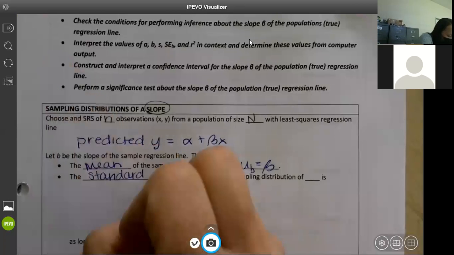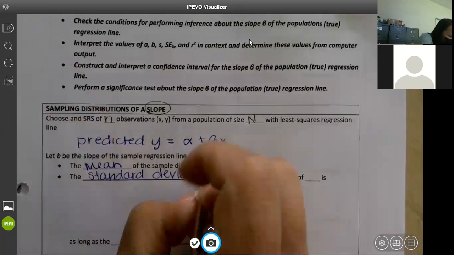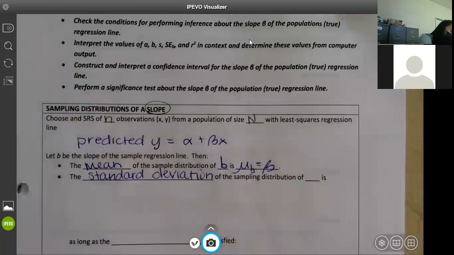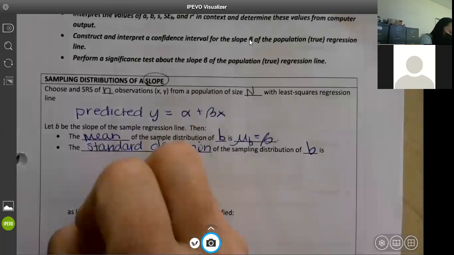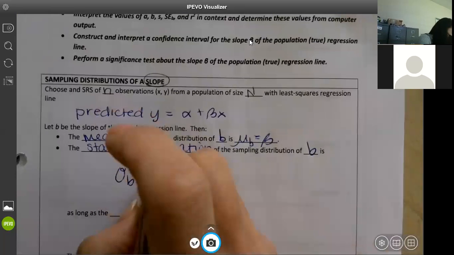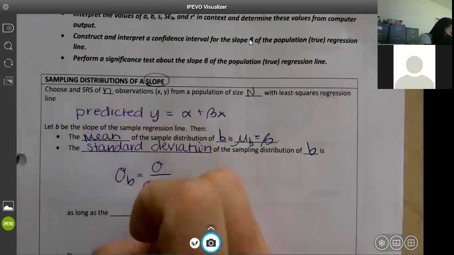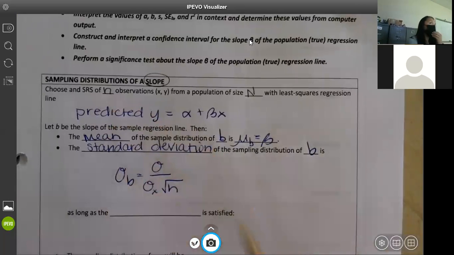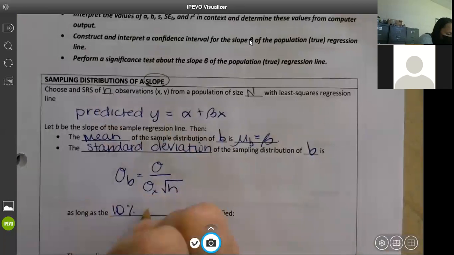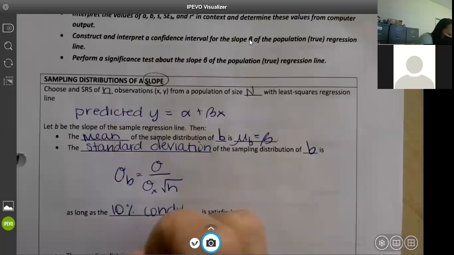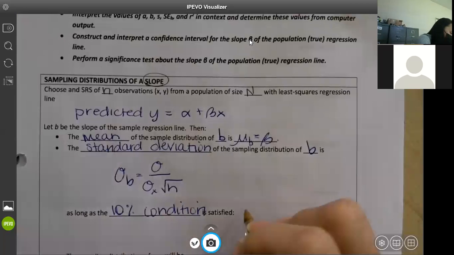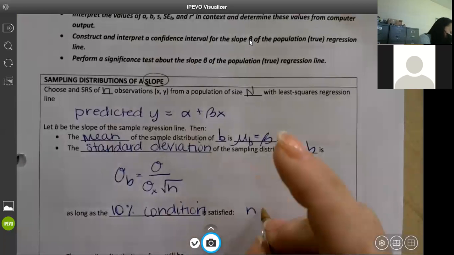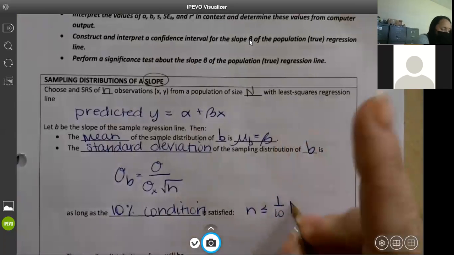The standard deviation of the sampling distribution of b is this formula, as long as the 10% condition is satisfied. And remember, we do the 10% condition to make sure that we can find the standard deviation. And that is that the sample size is less than or equal to 1/10 of the population.